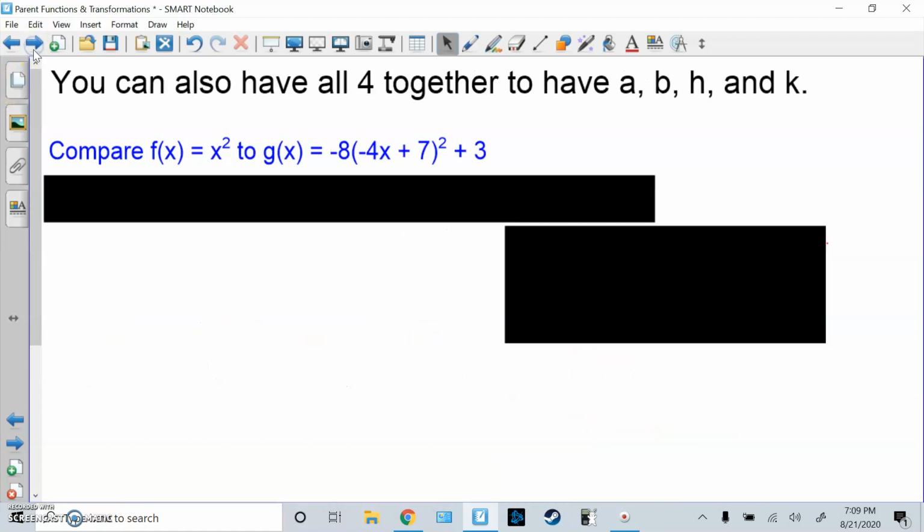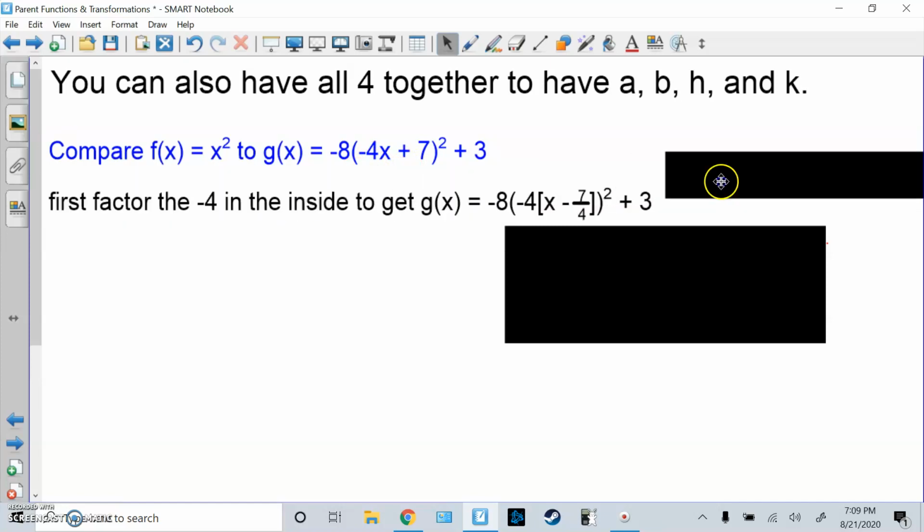Alright, and of course you can have all 4 at the same time. So why not? Here's the equations. Let's take care of this B first, this negative 4. This is not left 7. I have to factor out this negative 4. So once I do that, I get this. Outside stays the same. Take out negative 4. Negative 4x divided by negative 4 is positive x. Then positive 7 divided by negative 4 is a fraction, negative 7/4. So you can have fractions inside.